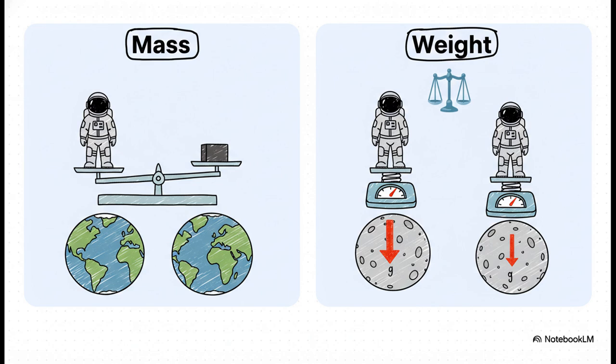Mass is simply the amount of stuff or matter inside an object. It's measured in kilograms. Your mass is the same whether you are on the Earth, on the Moon, or even in deep space. Weight, on the other hand, is a force. It is the force of gravity pulling on that mass. And because g can change from place to place, your weight can also change. Remember, weight is measured in newtons, not kilograms.